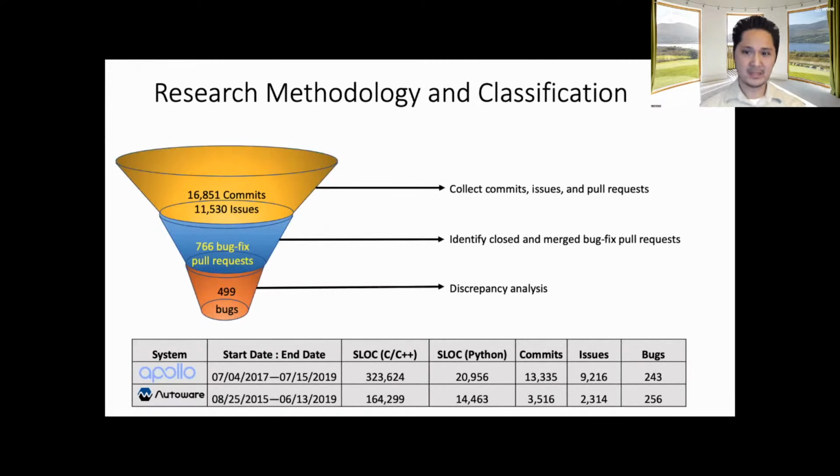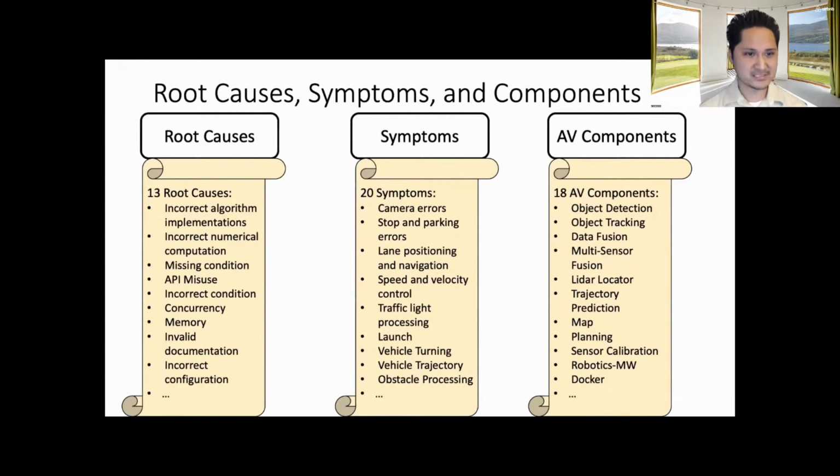Based on a variety of commits, issues, and pull requests, we followed a methodology that involved an open coding scheme where we focus on closed and merged pull requests that involved bugs and fixes of the software system, which overall led us to filtering down to nearly 500 AV bugs. As a result, we ended up with the three-way classification of root causes, symptoms, and AV components shown here. For example, the 13 root causes included incorrect algorithmic implementations, numerical computations, and configurations. From the 20 symptoms that we identified, a variety of them were specific to driving functionality, for example, stopping and parking, speed and velocity control, and vehicle turning and trajectory. And we also identified 18 AV components that can be significantly affected by AV bugs. These include the components that I just previously described, but also their subcomponents.